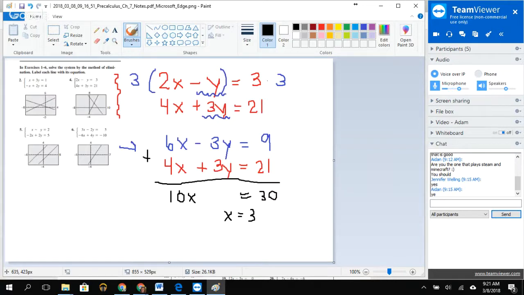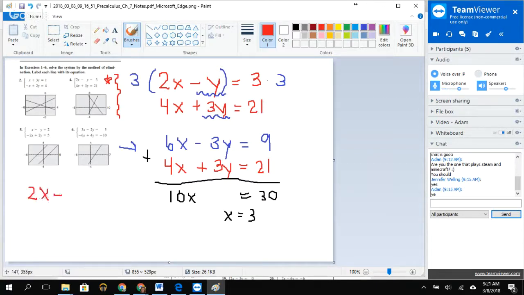So now I know x equals 3. Now I need to figure out, well, when x equals 3, what does y equal, right? So I do that by back substituting into either of my original equations. I can pick one of the two. I'm going to go ahead and pick my first one again, this one up here.